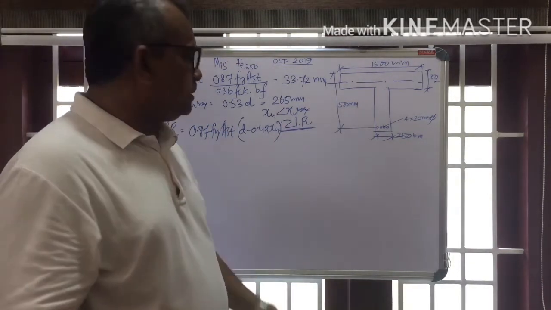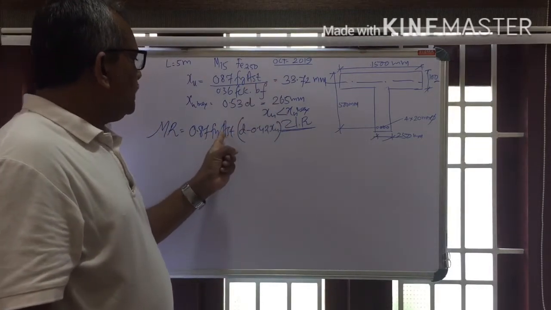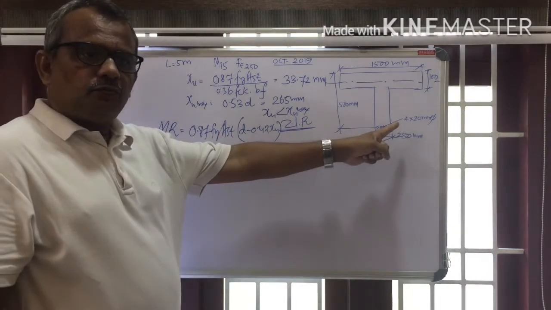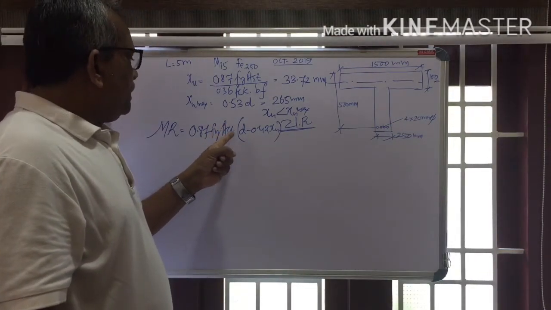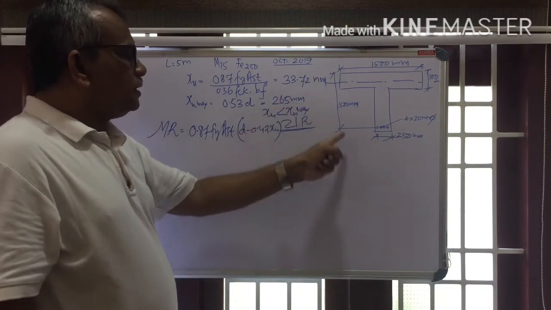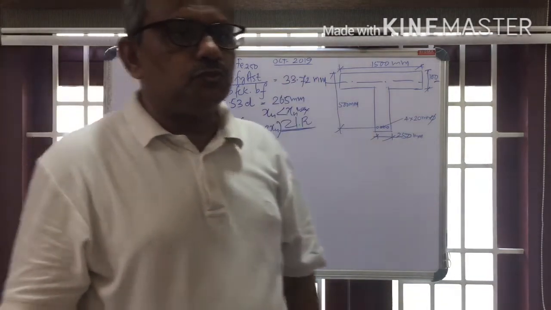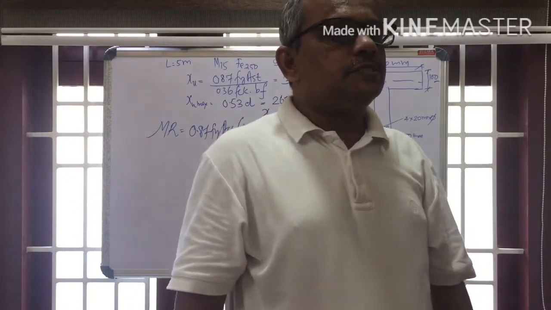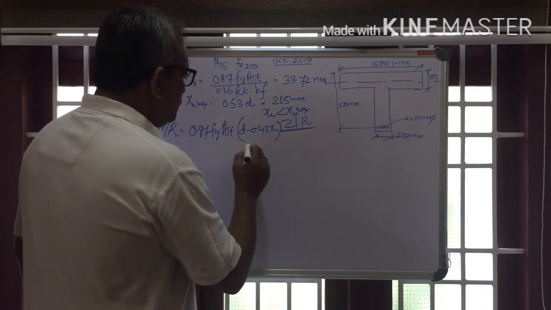Moment of resistance. Here, Fy is given as 250 Newton per mm squared. AST is given as 4 into pi by 4 into 20 squared mm squared. And D is given as 500, the effective depth. XU is equal to 33.72 mm. So using this formula, you can find out the moment of resistance.